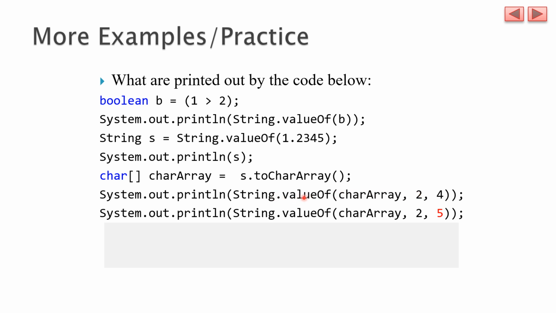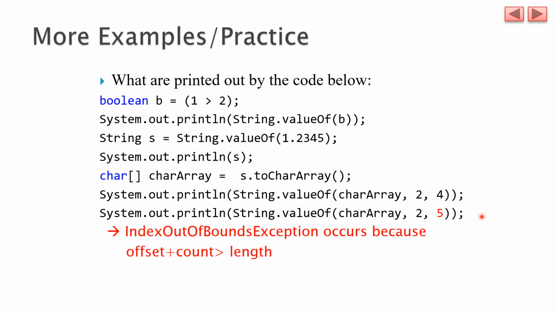So this call of valueOf returns the string representation of the subarray of the char array consisting of 4 elements starting from index 2. So that could be 2, 3, 4, 5, right? How about the last one? For the last one, it wants to extract 5 characters starting from index 2 of the char array. But there are not enough, 5 elements starting from index 2, right? So what should be the result here?